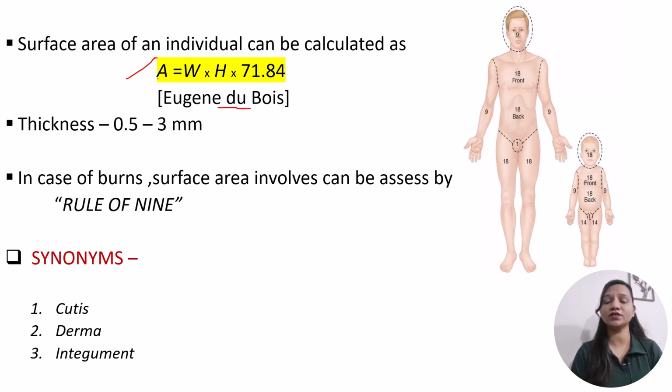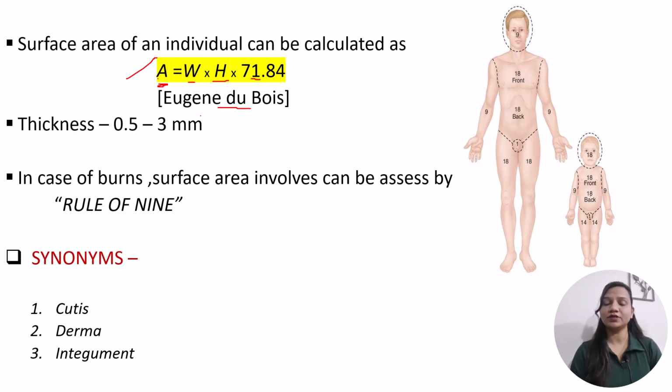So this formula is used to calculate the surface area of an individual, and the formula goes like this: A stands for body surface area, W stands for weight, H stands for height, and then it is multiplied by 71.84, and this formula is given by Eugene Du Bois.